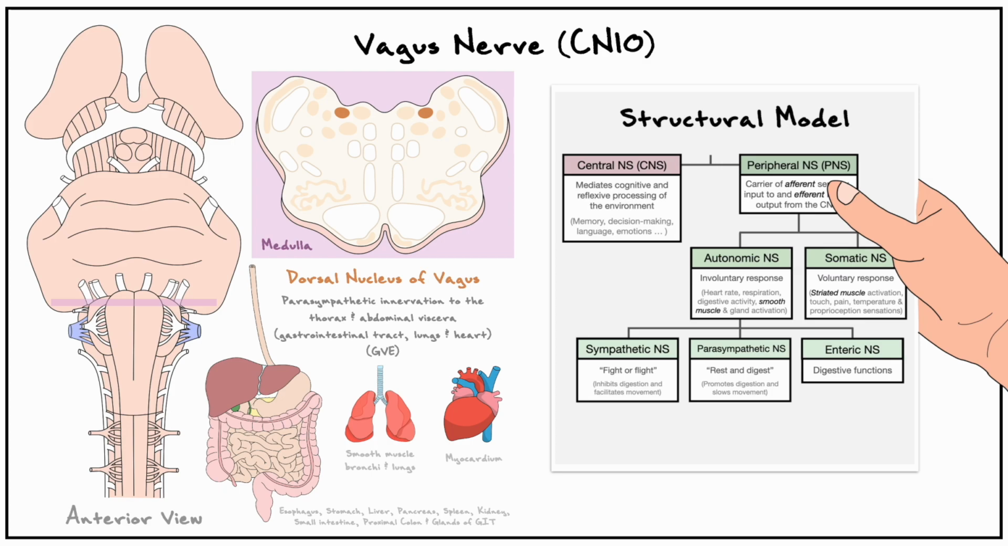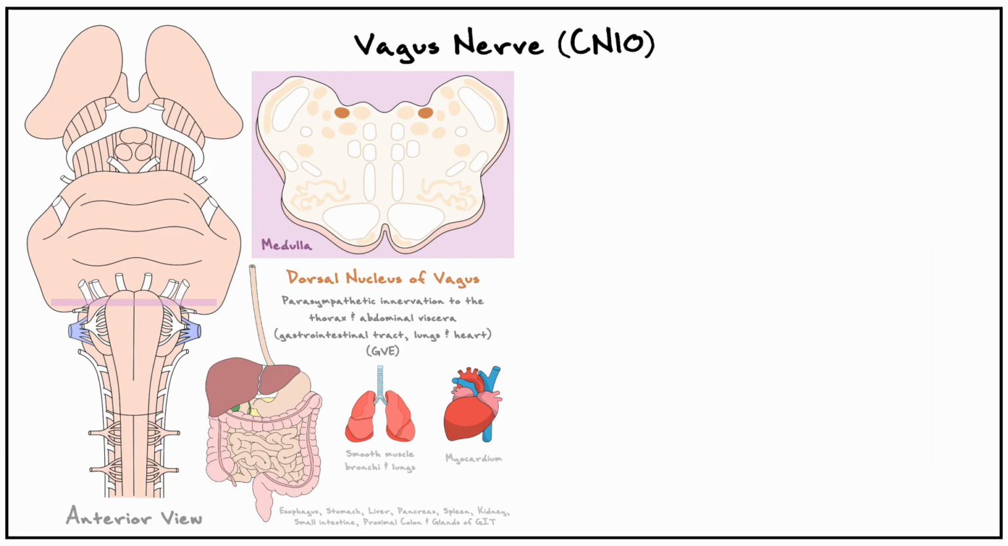It turns out that the vagus nerve carries the vast majority of all parasympathetic fibers, and as such, its main function is often associated with these fibers from the dorsal nucleus of vagus. One detail I'd like to point out is that this parasympathetic supply from the vagus nerve stops at the splenic flexure of the large intestine.